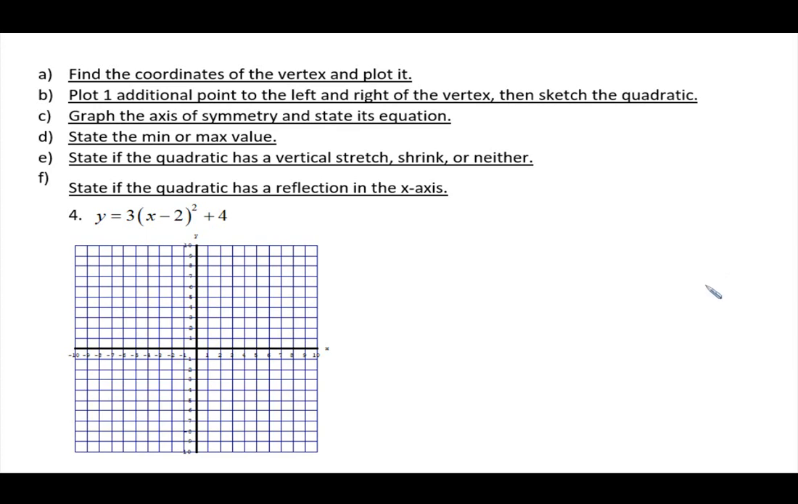All right, so we've got a lot going on here. So let's take a look at part A. It says find the coordinates of the vertex. So I know the vertex is going to be 2, 4. So I'm going to plot it. So 2, 4. Okay.